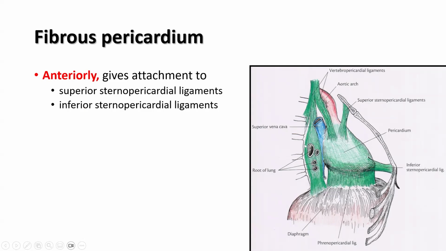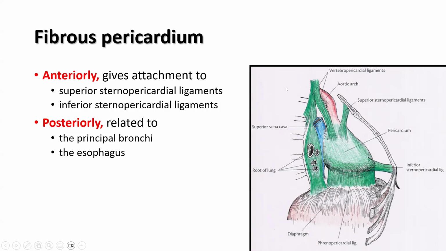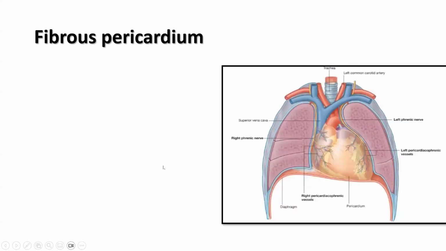Posteriorly, if we see the posterior aspect here, few structures are related to the fibrous pericardium. Number one, right and left principal bronchus. Number two, esophagus. And number three, descending thoracic aorta. So, posteriorly, fibrous pericardium is related to these three structures.